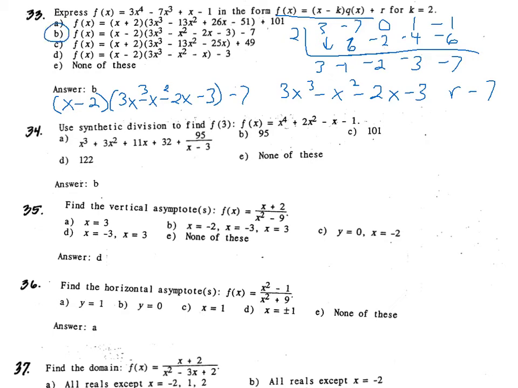In number 34, we want to use synthetic division to find f of 3. So instead of actually taking 3 and plugging it in, you can use synthetic division to find the answer. So we'll put a 3 on the outside, and we have a 1, 0, because there's no x cubed, 2, negative 1, and negative 1. And we'll do synthetic.